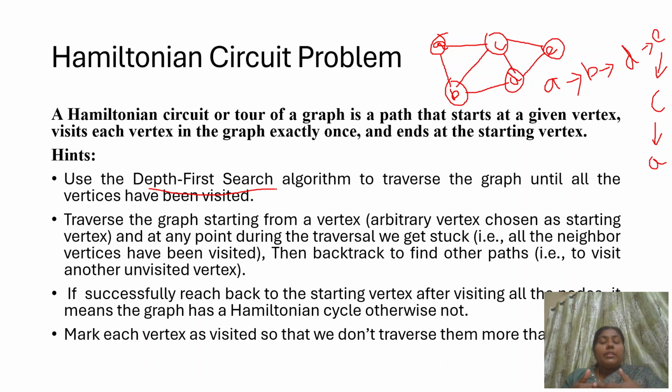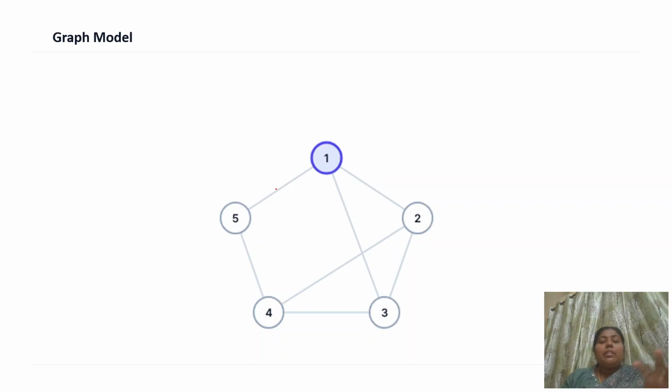Here we are also going to use a state space tree to demonstrate the Hamiltonian circuit problem. If we reach the starting vertex and all the vertices are visited exactly once, then we get a Hamiltonian circuit. If not, there is no Hamiltonian cycle. Here I am giving one graph with a total of 5 vertices. I am starting from vertex number 1 as the start vertex. Going to the next slide.